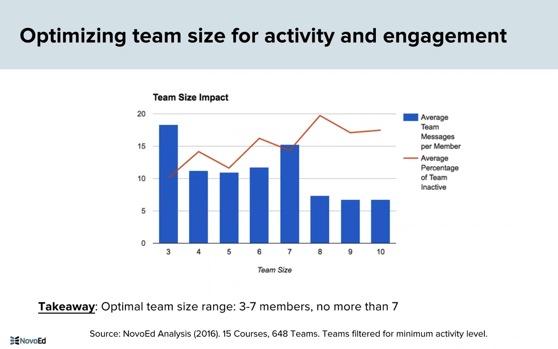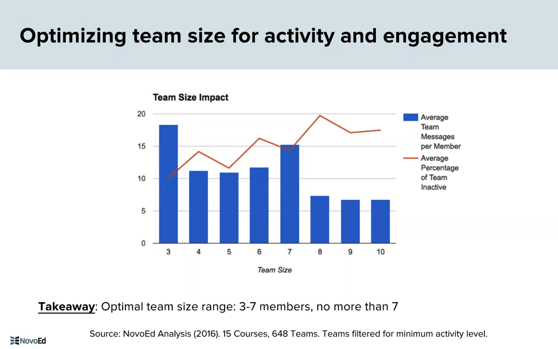This chart shows two different components. The blue on the bottom, you will see this is each team size, which ranges from teams of 3 to teams of 10. The blue bars are representative of how much team chat activity, how much message activity each team member on average is contributing. And what you'll see here is 3 and 7 really stand out. After 7, you get a remarkable drop-off.